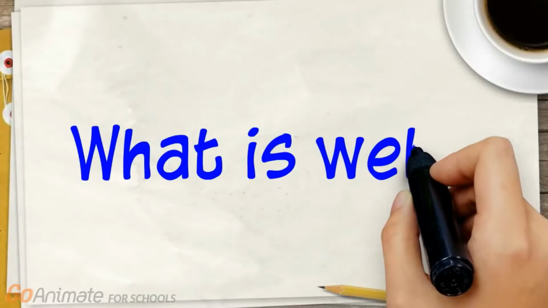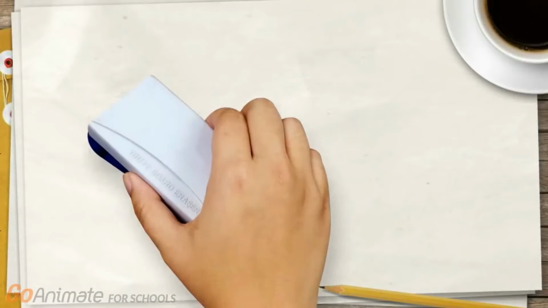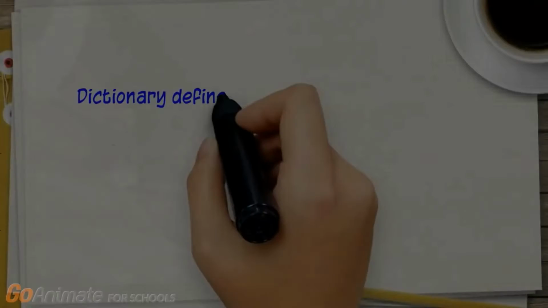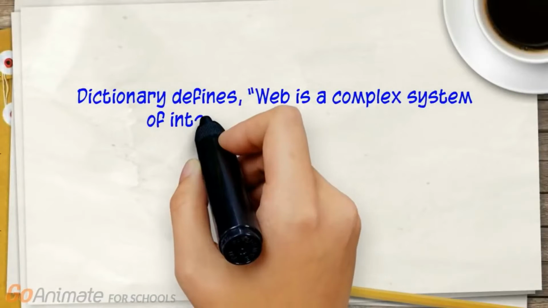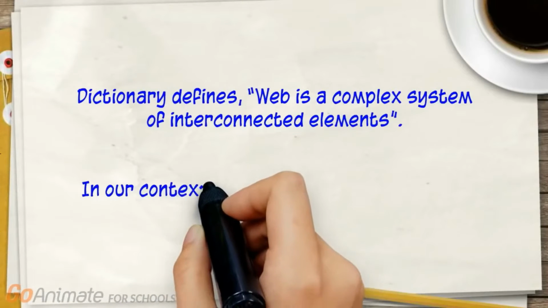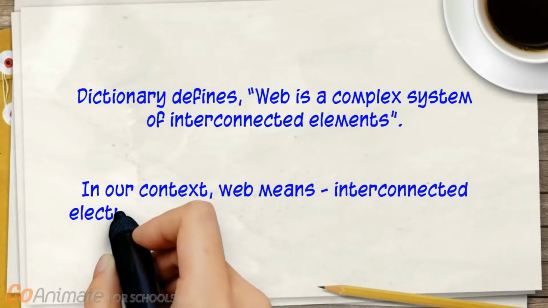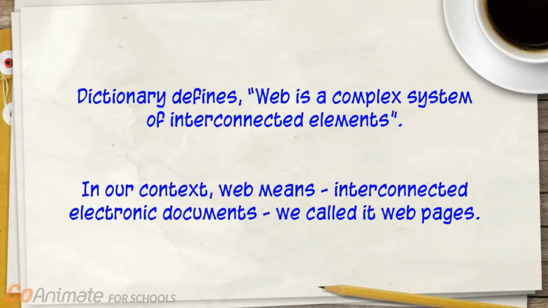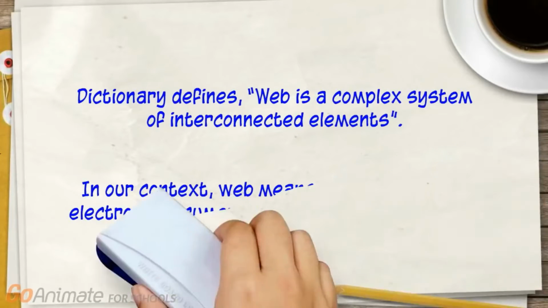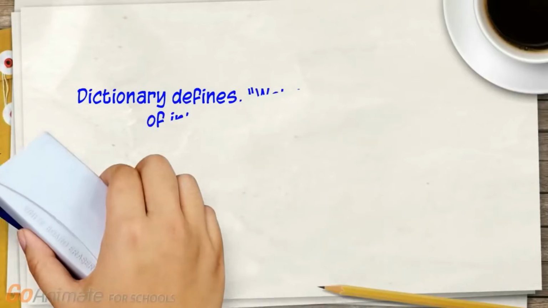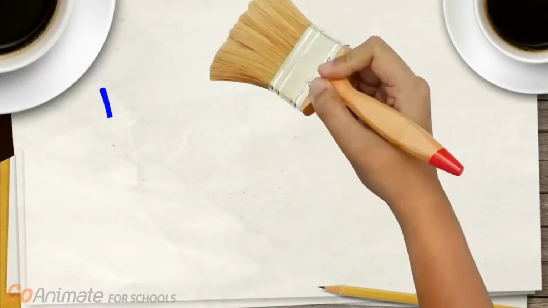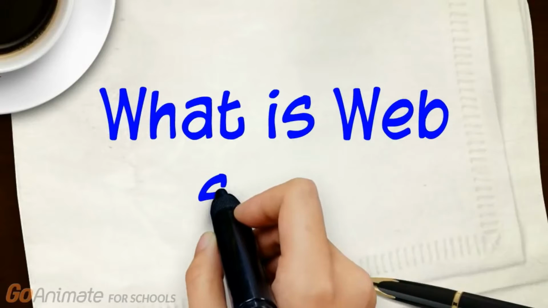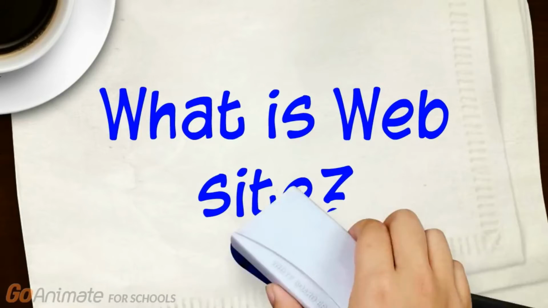Let's learn what is web. Dictionary defines, web is a complex system of interconnected elements. In our context, web means interconnected electronic documents. We called it web pages. Then, what is website? Let's learn that now.